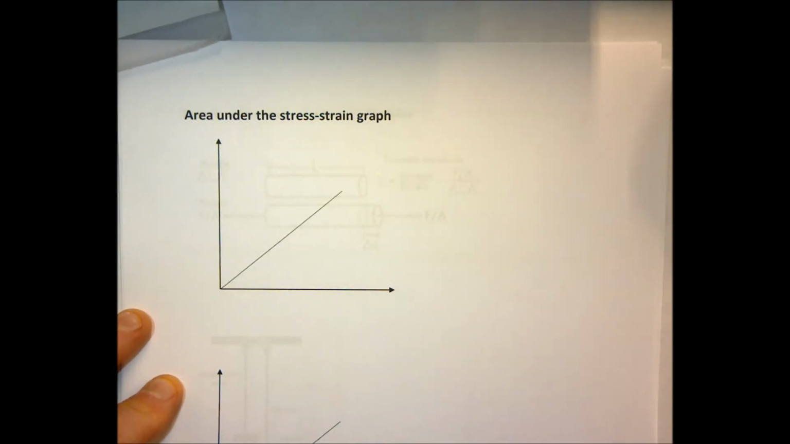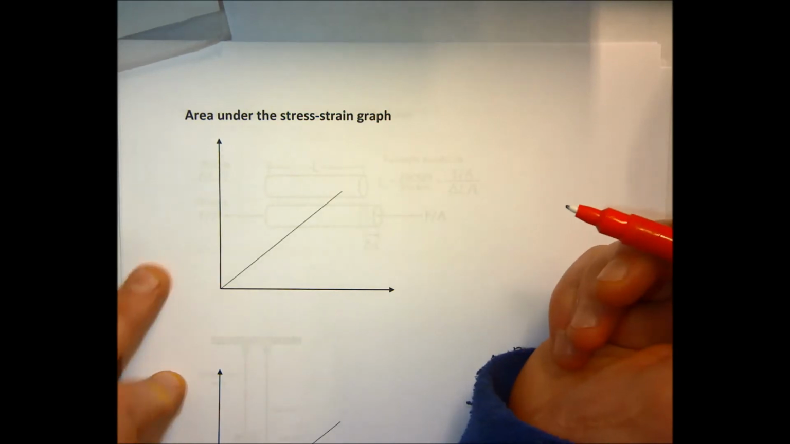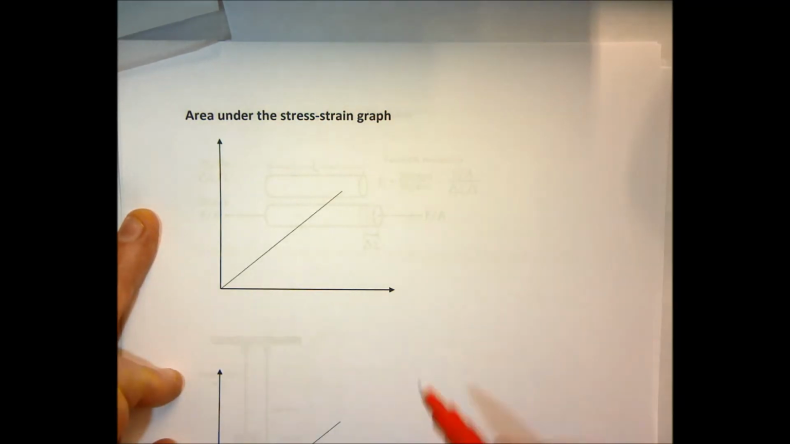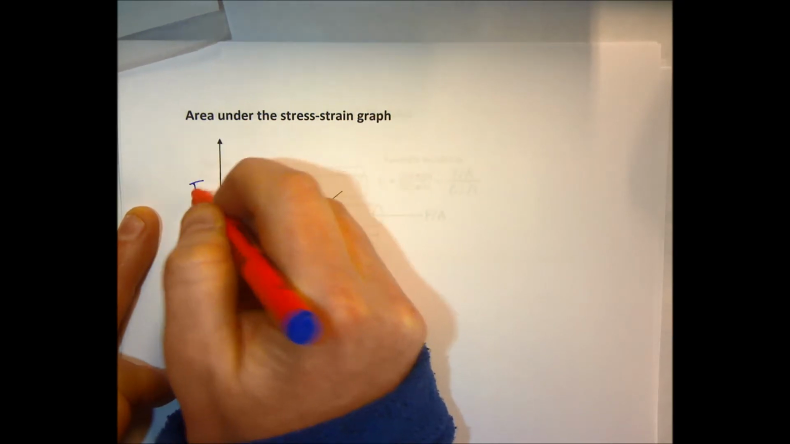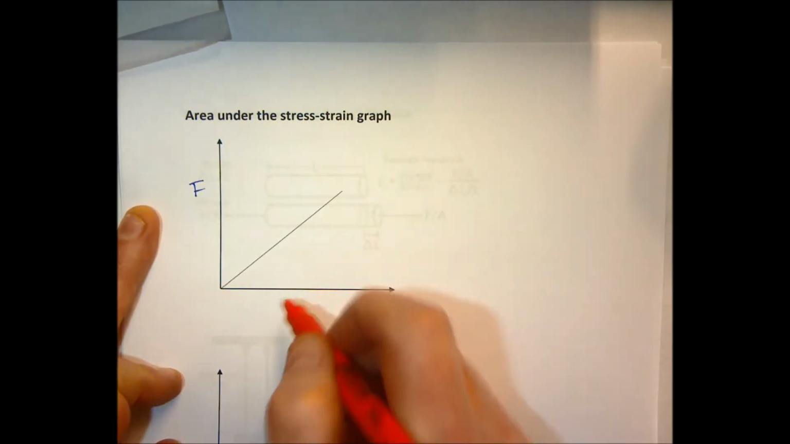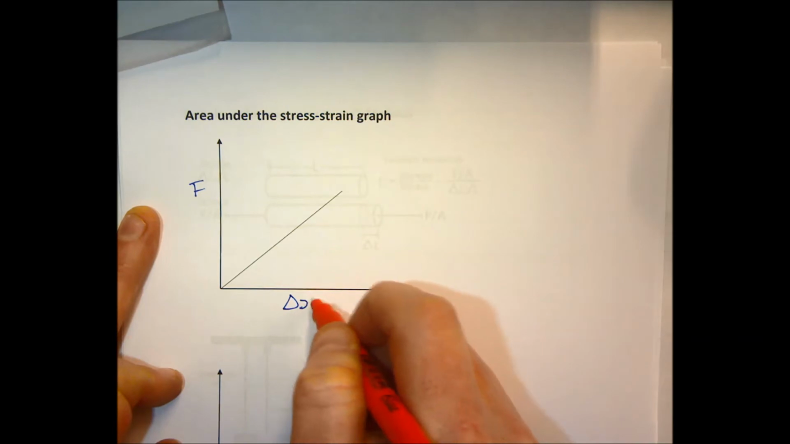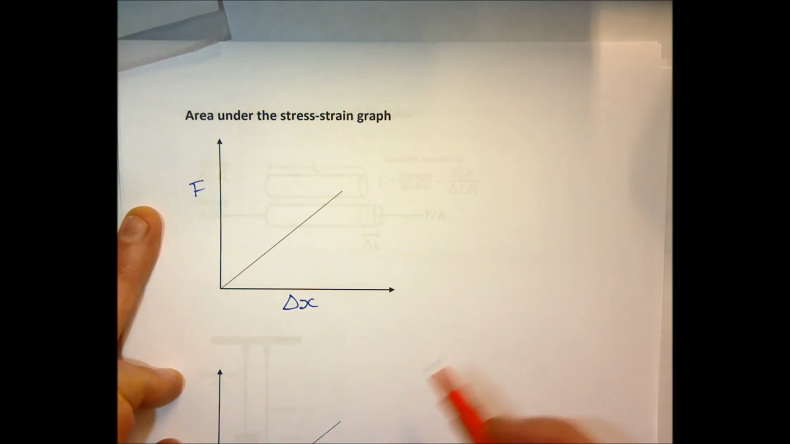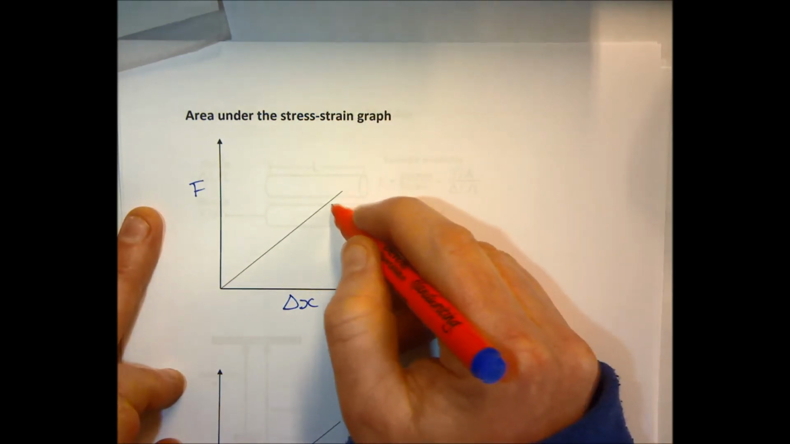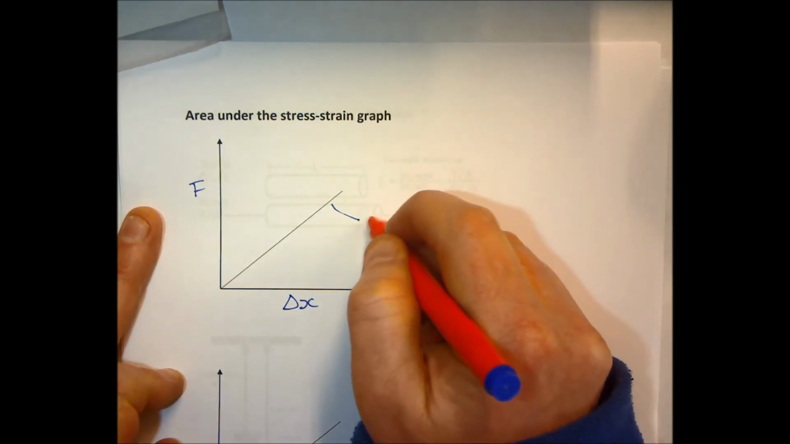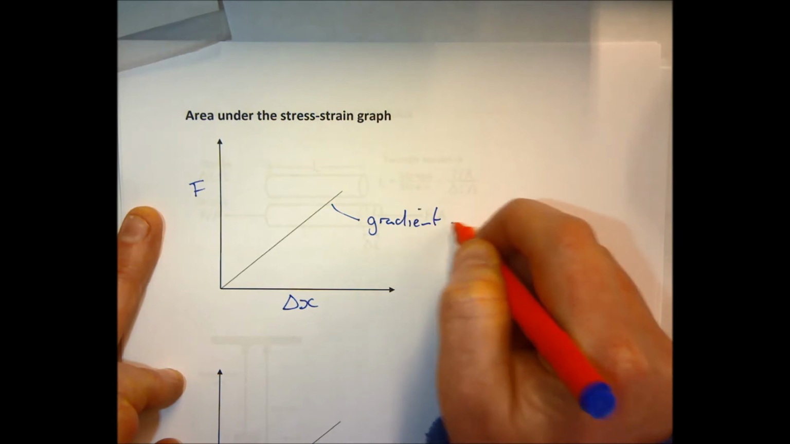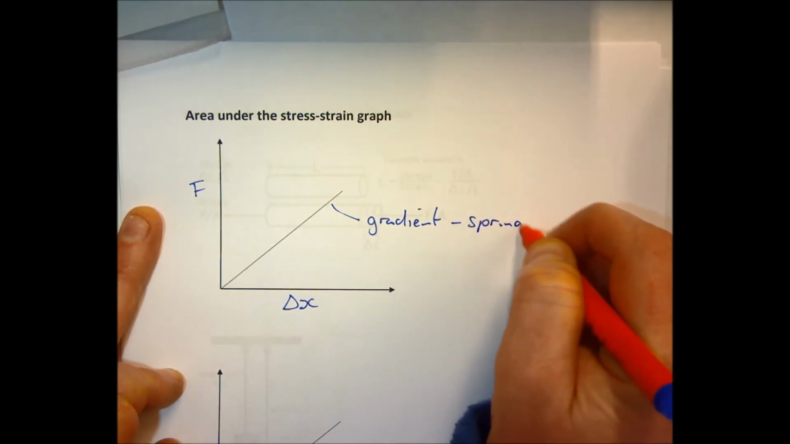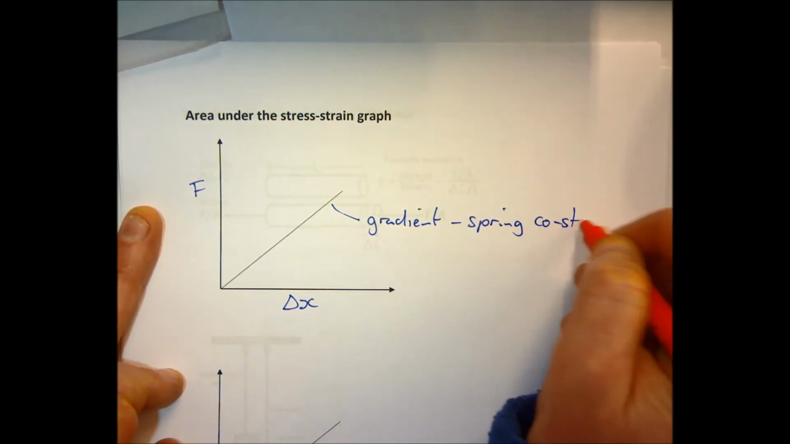Okay, when we did our experiment on stretching springs, we found that the force applied to the spring makes it extend, delta x, and we get a straight line relationship, and the gradient of this is called the spring constant, k.